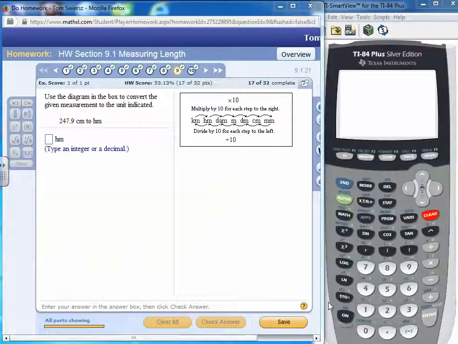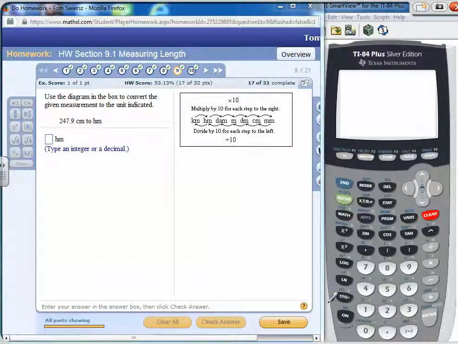Let's go ahead and solve homework exercise number 9 from section 9.1 in the homework. We have the problem: 247.9 centimeters to hectometers. So given 247.9 centimeters. Okay, now notice centimeters is right here.